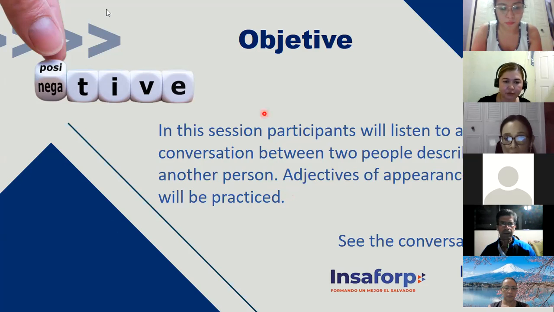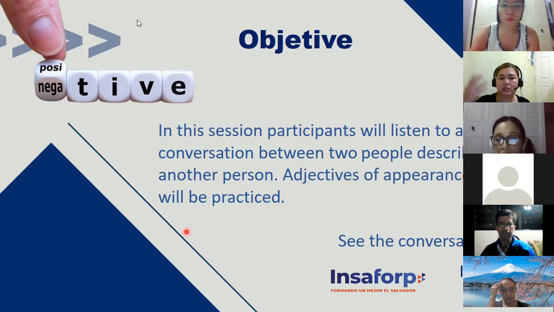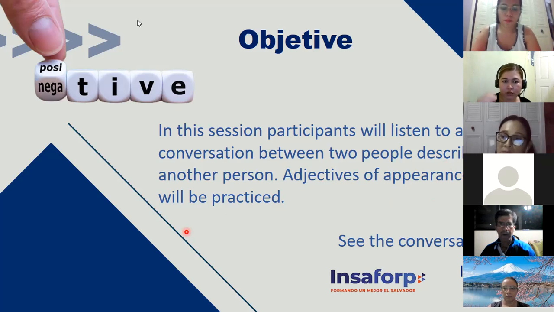Thank you. Nice. Perfect. Okay, we will see that right here. So in this section, participants will listen to a conversation between two people describing another person. Okay, adjectives of appearance will be practiced, okay? So the appearance, that's what we are talking, right? So how we can describe someone. Oh, he is funny, he's tall, he's short, he's fat, and so on. So we will see some adjectives, okay?